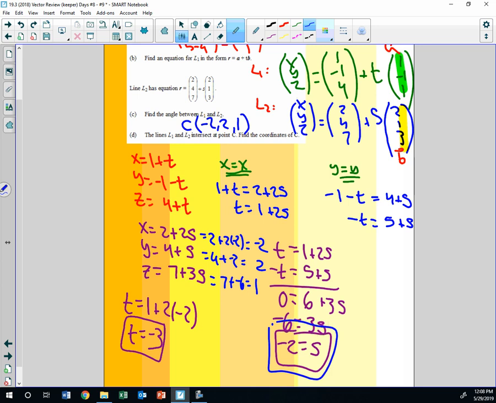Let's check it out with the t. If we put in negative 3, what's 1 minus 3? Negative 2. What is negative 1 plus 3? 2. And what's 4 minus 3? 1. Negative 2, 2, 1. It works the same. So we know we did it right. Either one of those will work. Any other questions on that? That's the hardest one, isn't it? The intersection.